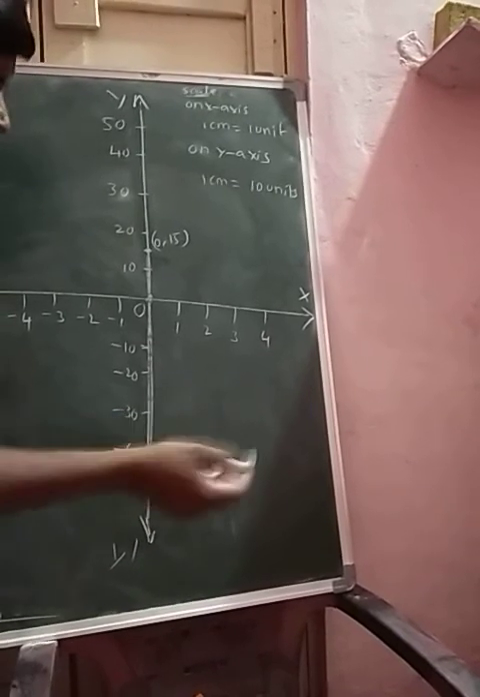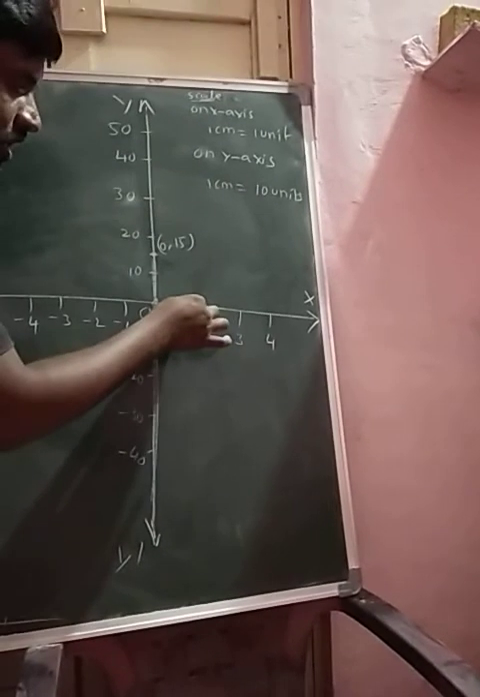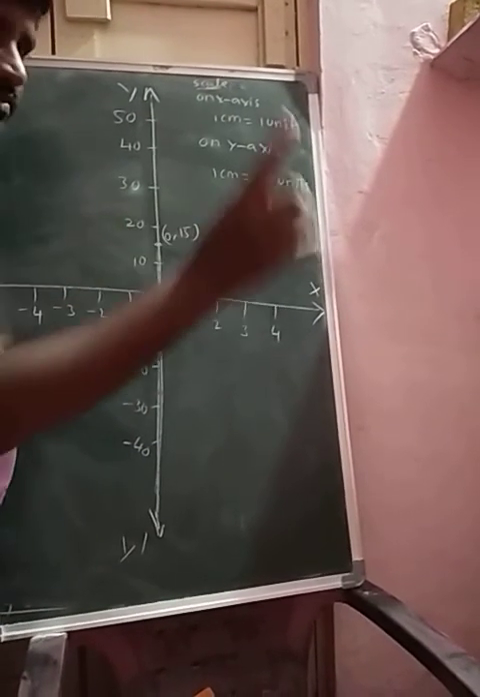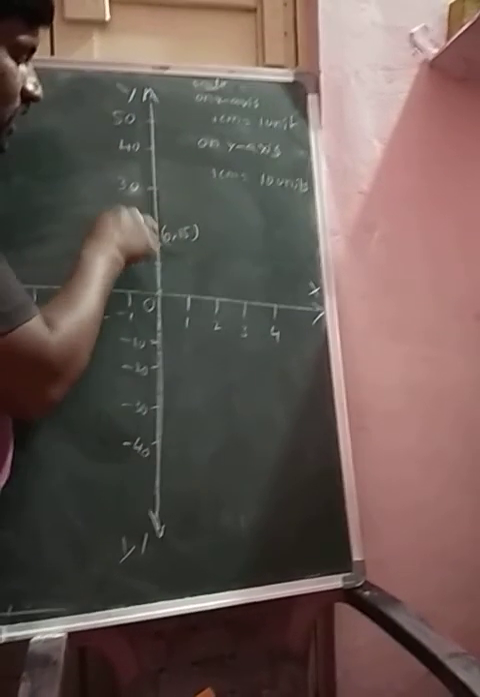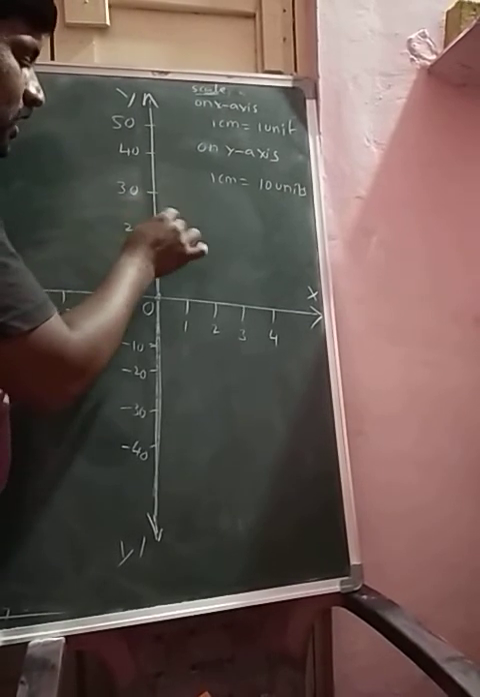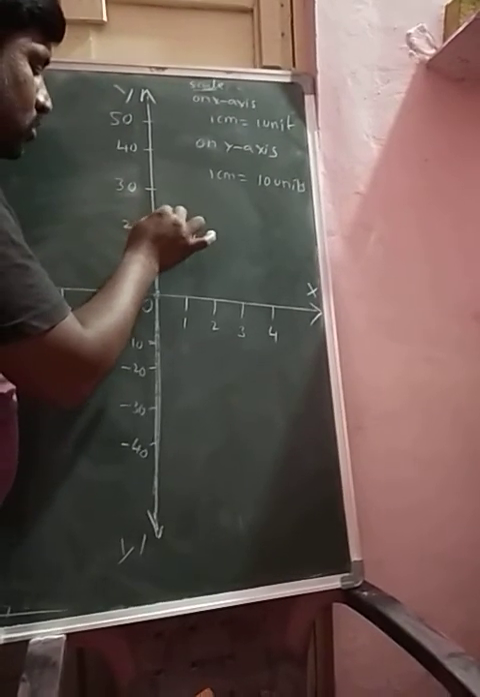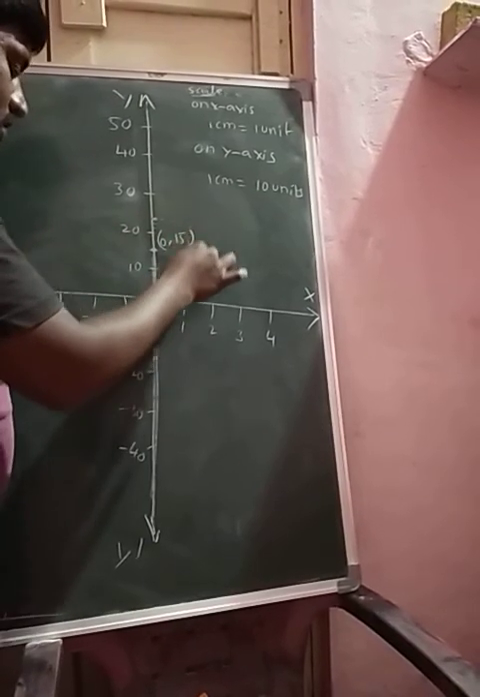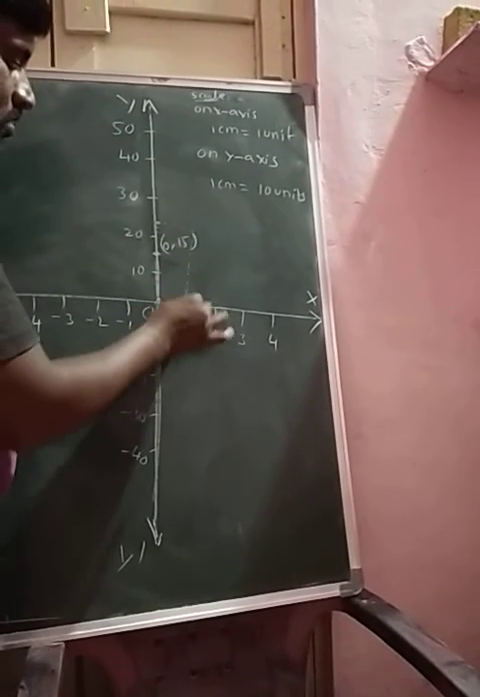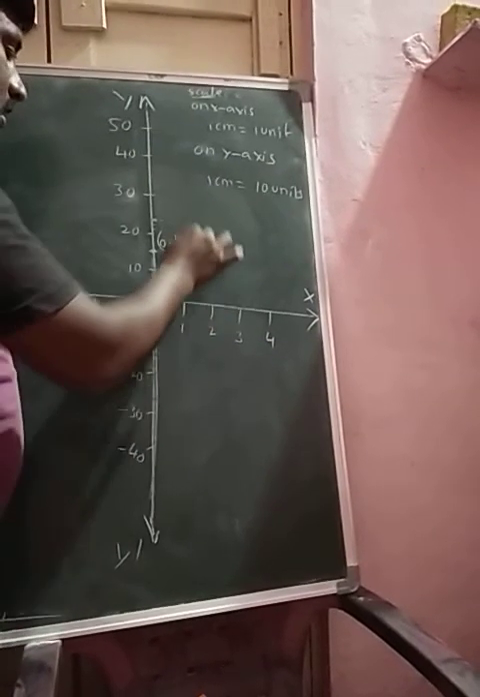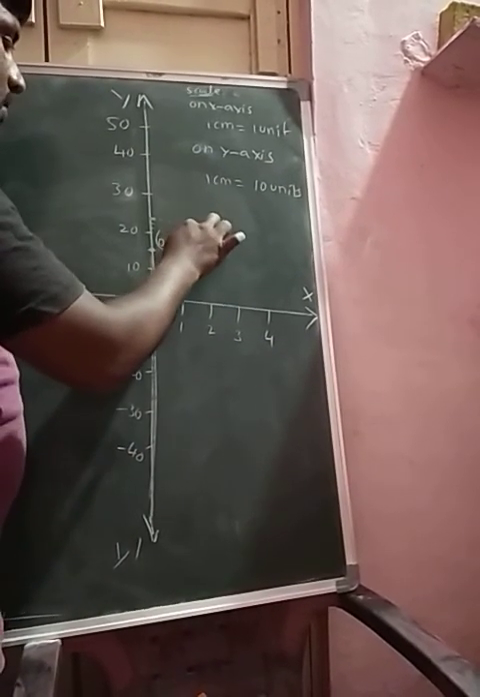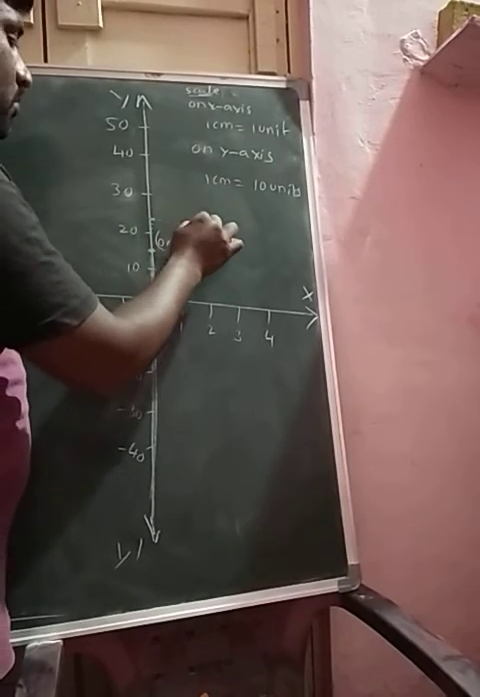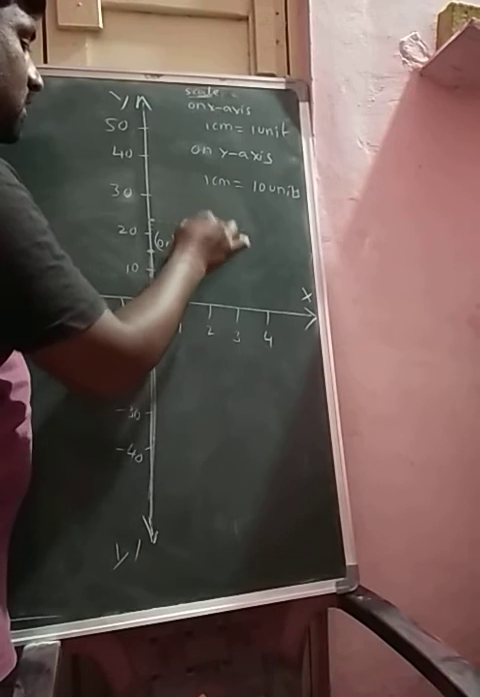Next, in the second point, the x coordinate is 1 and the y coordinate I am getting is 23. Between 20 and 30 there are 10 lines. In those 10 lines, consider the third line. So on the x-axis it is 1, and on the y-axis it is 23. So we can write it as (1, 23).